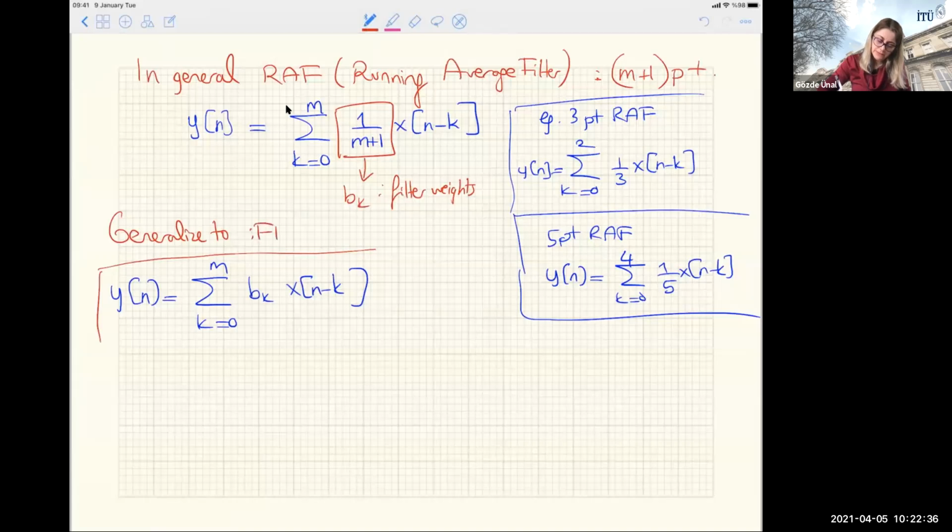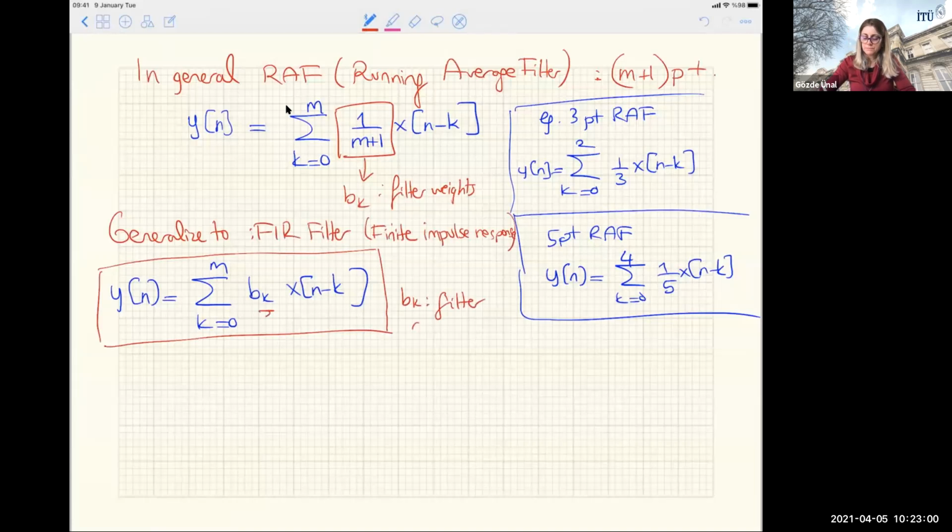So, FIR filter. We will see why it's called that, but from here you can see a finite number of coefficients, right? This is what we will be working with, and here b_k are the filter coefficients, the FIR filter coefficients. Any questions until here?